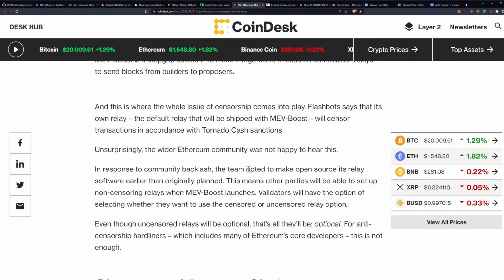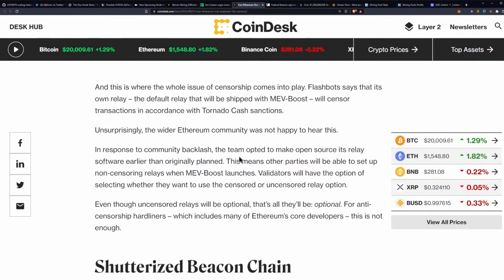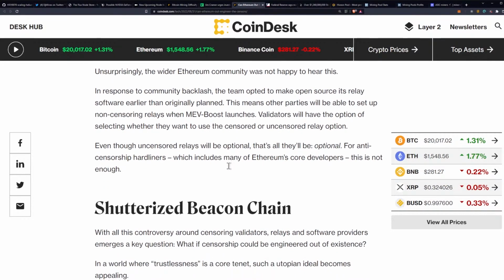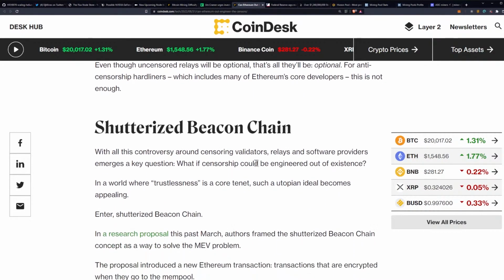Unsurprisingly, the wider Ethereum community was not happy to hear this. In response to community backlash, the team opted to make open source its relay software earlier than originally planned. This means other parties will be able to set up non-censoring relays when MEV-boost launches. Validators will have the option of selecting whether they want to use the censored or uncensored relay option. Even though uncensored relays will be optional, that's all they'll be, optional. For anti-censorship hardliners, which includes many Ethereum core developers, this is not enough.